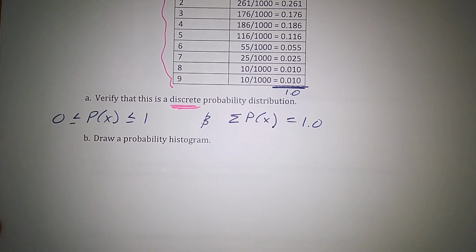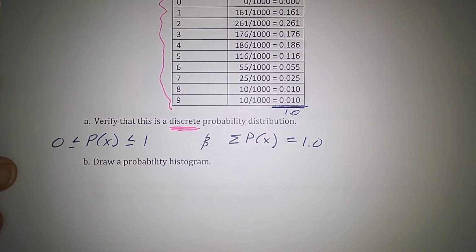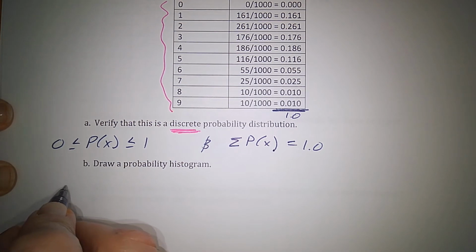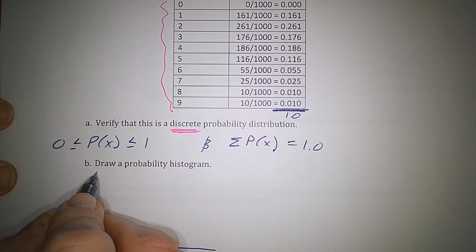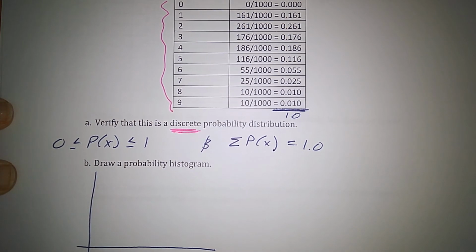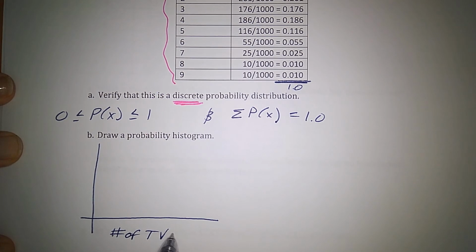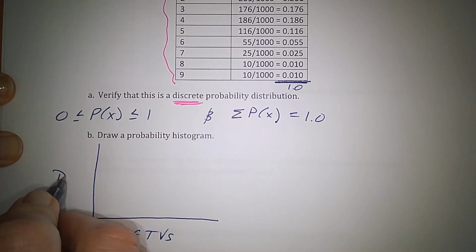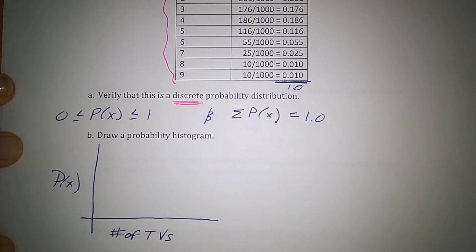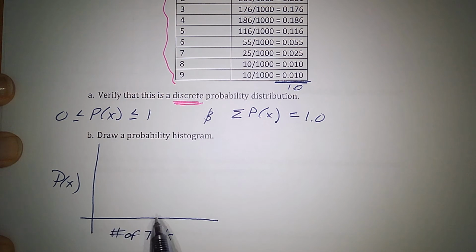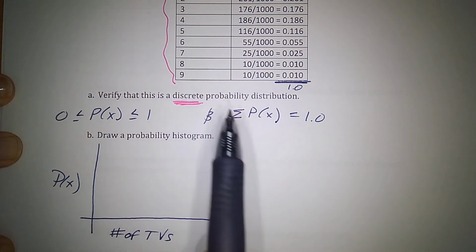So let's go ahead and draw the probability histogram down below. To draw a probability histogram, we need to draw our x and our y axis. The x-axis is going to be the number of TVs down here. The y-axis will be the probability of a household having that number of TVs. And you can see from the chart up here, we must range our x-axis anywhere from 0 all the way up to 9.